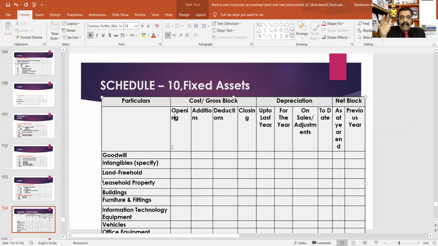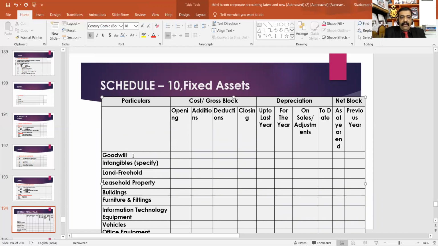Next schedule, Schedule 10, that is fixed assets. Please draw a table with four columns: particulars, cost or gross block, depreciation, and net block. Under the heading cost or gross block, you have to include opening balance, additions, reductions, and closing balance. Under the heading depreciation, include up to last year, for the year, on sales or adjustments, and to date. Under the heading net block, as at year end and previous year.